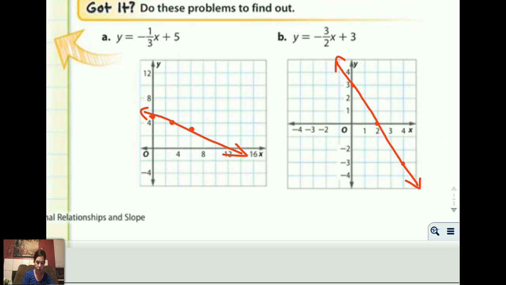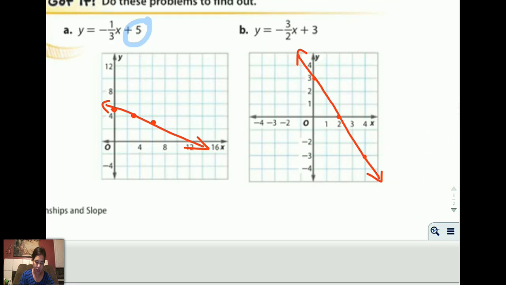I went ahead and I used my y-intercept, that's the first thing I graphed, and I got 5. And then I went down 1 over 3, down 1 over 3 to get two more points, and then I connected my line and I had my final line. For part B, I again started by graphing my y-intercept. It's at 3, and then I went down 3 over 2, down 3 over 2, and I got 2 more points and I made my line. So this is more or less what your graph should have looked like.